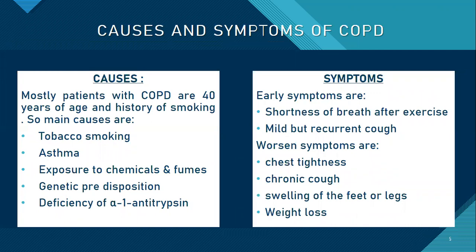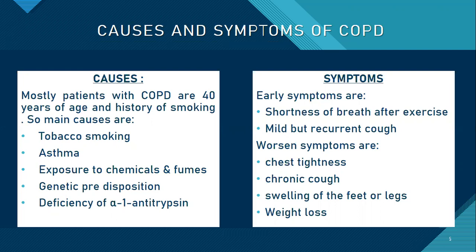Now we have a few causes and symptoms of COPD. Starting with causes, patients aged more than 40 years have a higher risk of COPD. The main cause can be smoking. Smoking can be of any type: cigar smoking, tobacco smoking, candy smokers. And people with allergies like asthma are very prone to COPD. Other than this, there are conditions like more exposure to chemicals and fumes, genetic predisposition, and a deficiency of a protein, that is alpha-1 antitrypsin, which can lead to COPD.